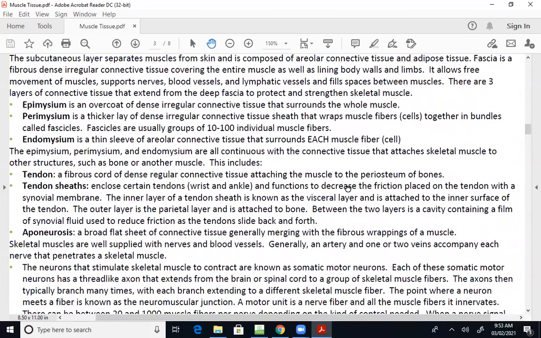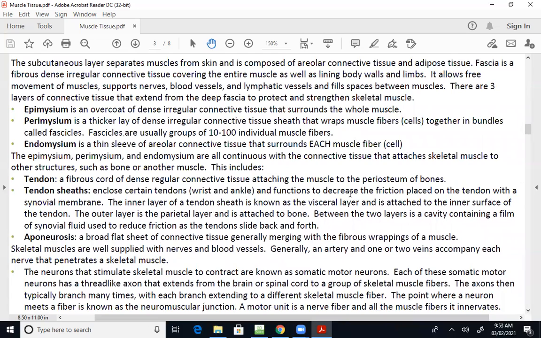All right, thinking back to the first unit of the semester, we introduced the integumentary system, where we talked about the structural makeup of our skin, with the epidermis on the outside and the dermis on the inside, or deep to the epidermis. We also talked about the subcutaneous layer. We're going to start here talking about the subcutaneous layer again because of its relationship between our skin, which we talked about earlier, and now the muscle. It separates our muscles from skin and is composed of areolar connective tissue and adipose tissue. You should know that by now.